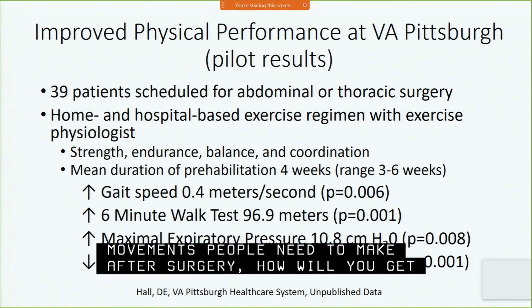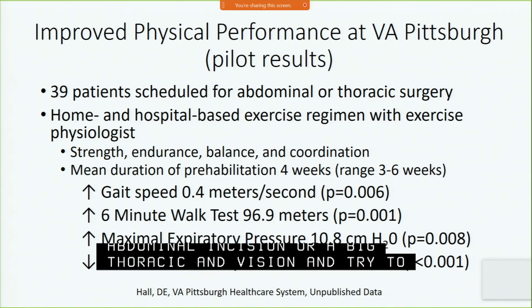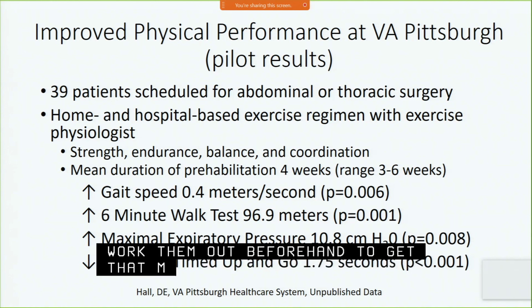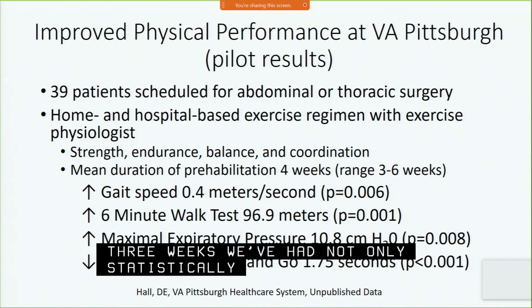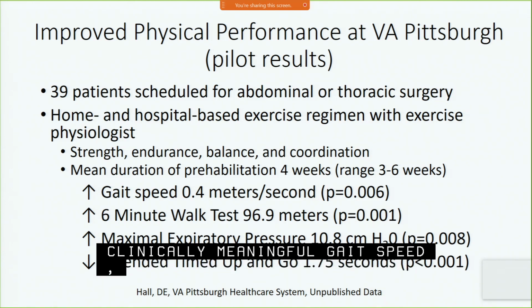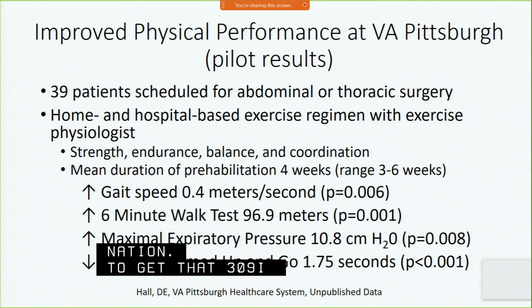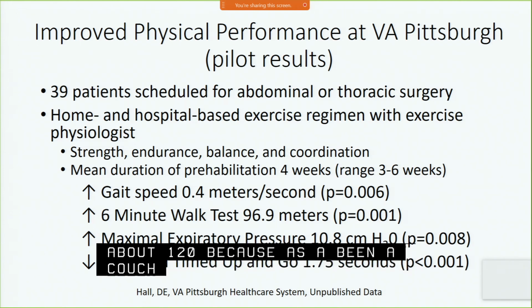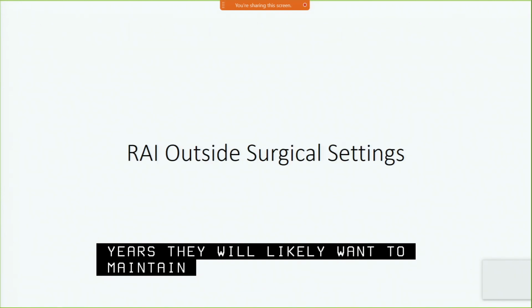We try to work them out beforehand to get that moving, and we showed that in as little as 3 weeks, we had not only statistically significant, but clinically meaningful improvements in gait speed, 6-minute walk test, maximal expiratory pressures, and extended timed up and go, suggesting that there is an opportunity for the motivated patient. I did find that to get that 39, I had to screen about 120, because if they've been a couch potato for the last 40 years, they're likely to want to remain a couch potato, even in the context of showing them their risks. But for the motivated, there is an opportunity to improve.